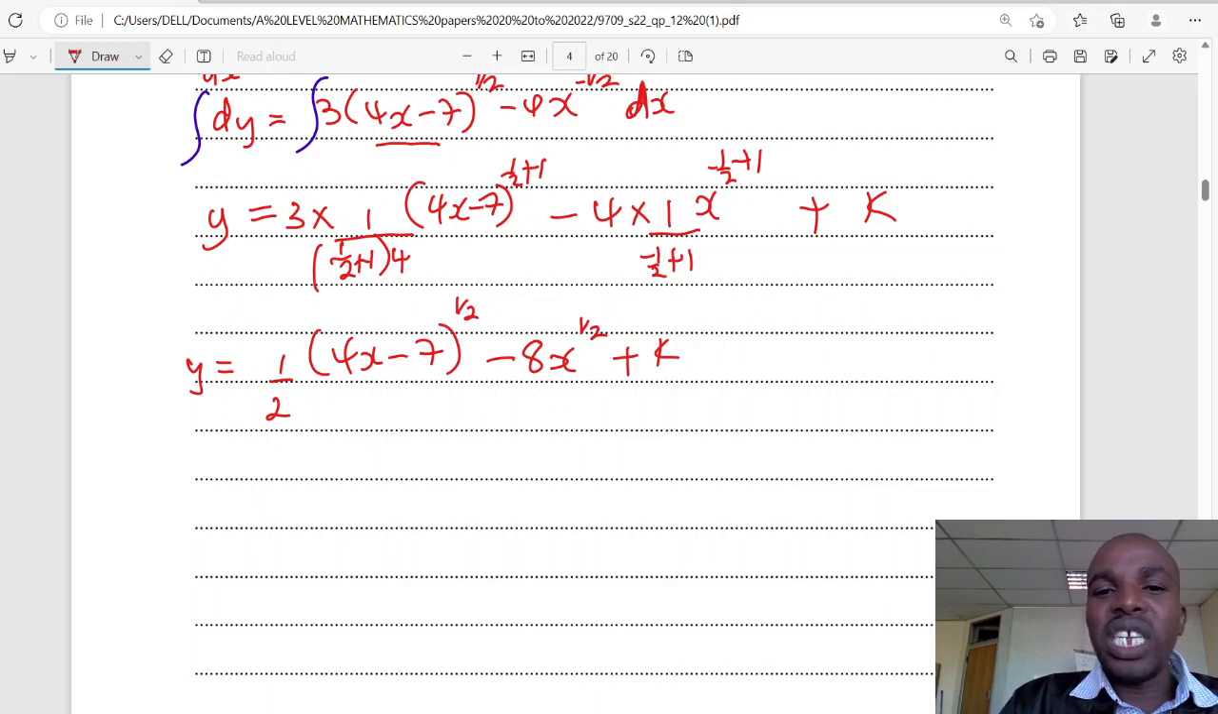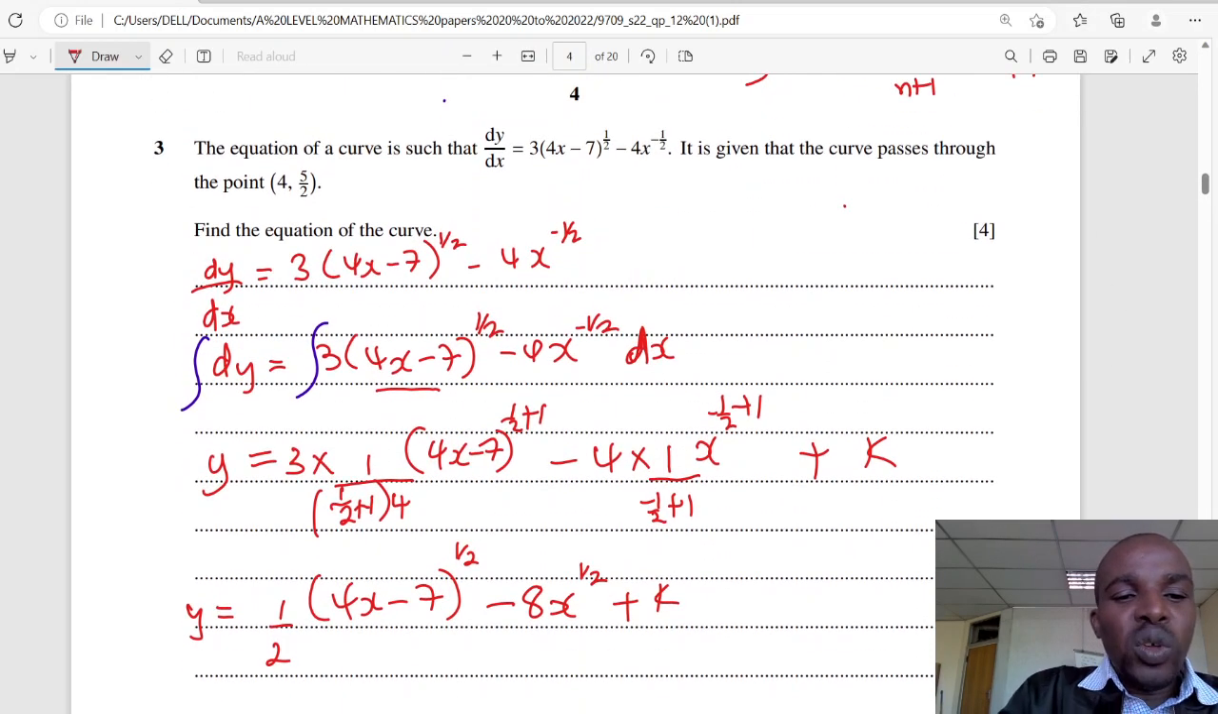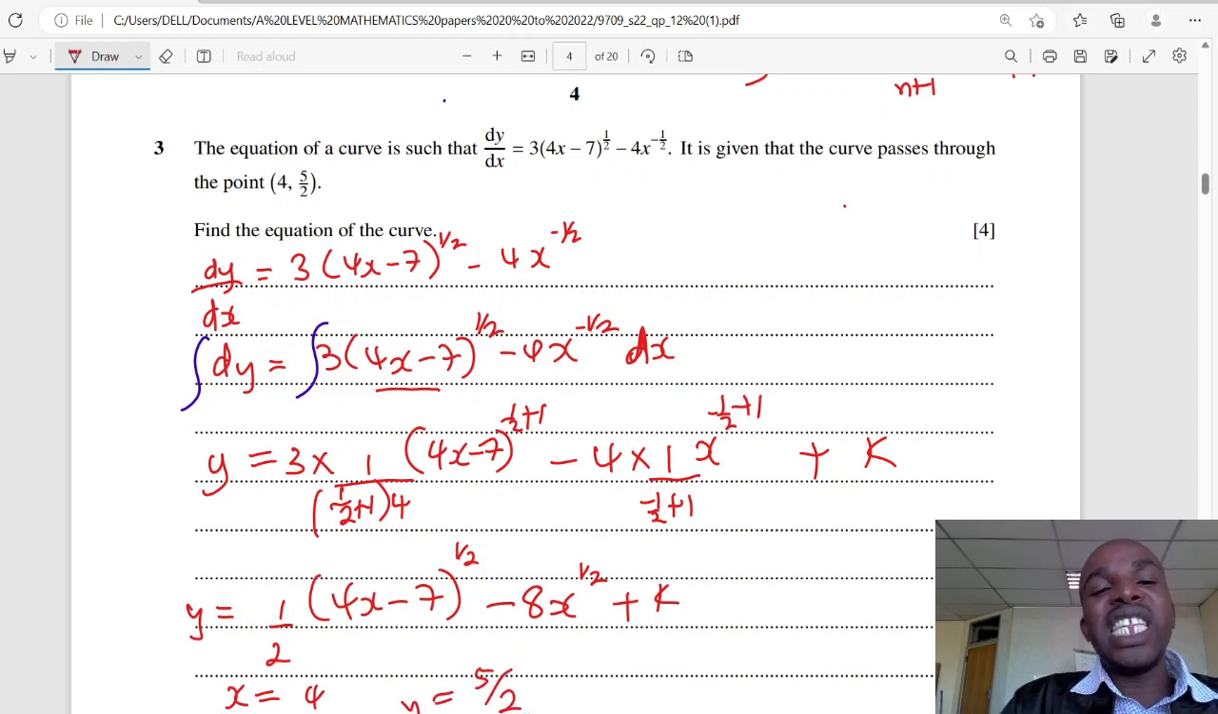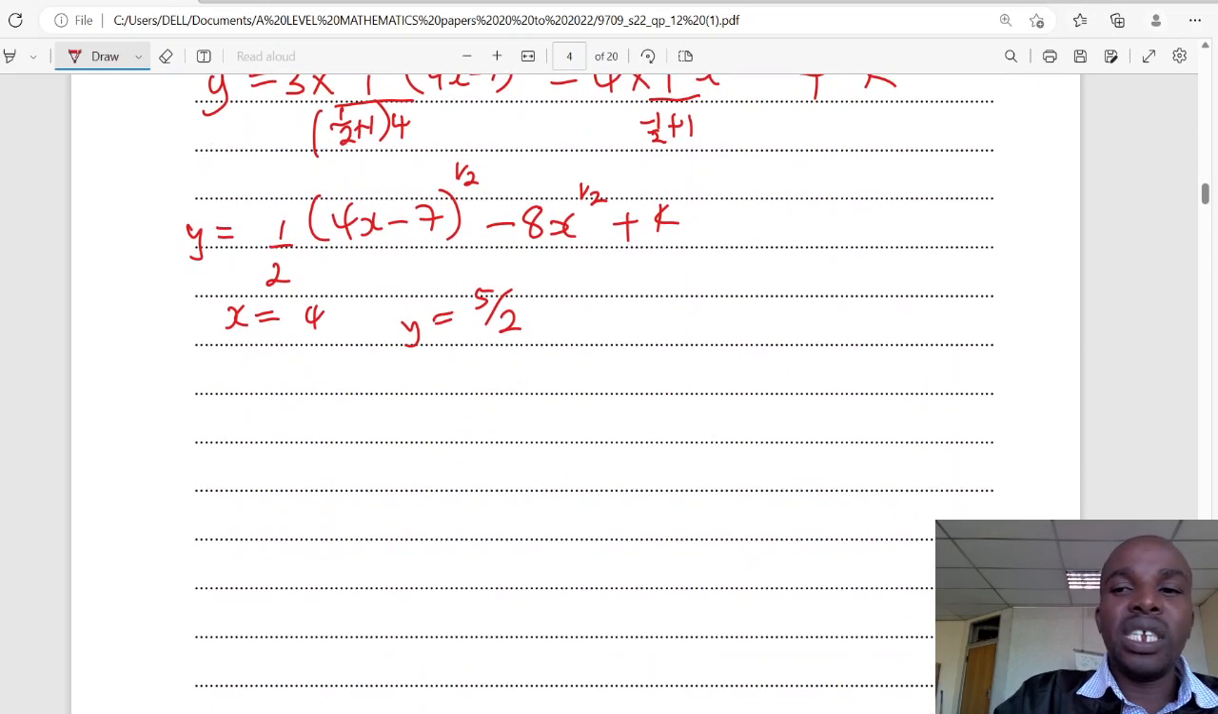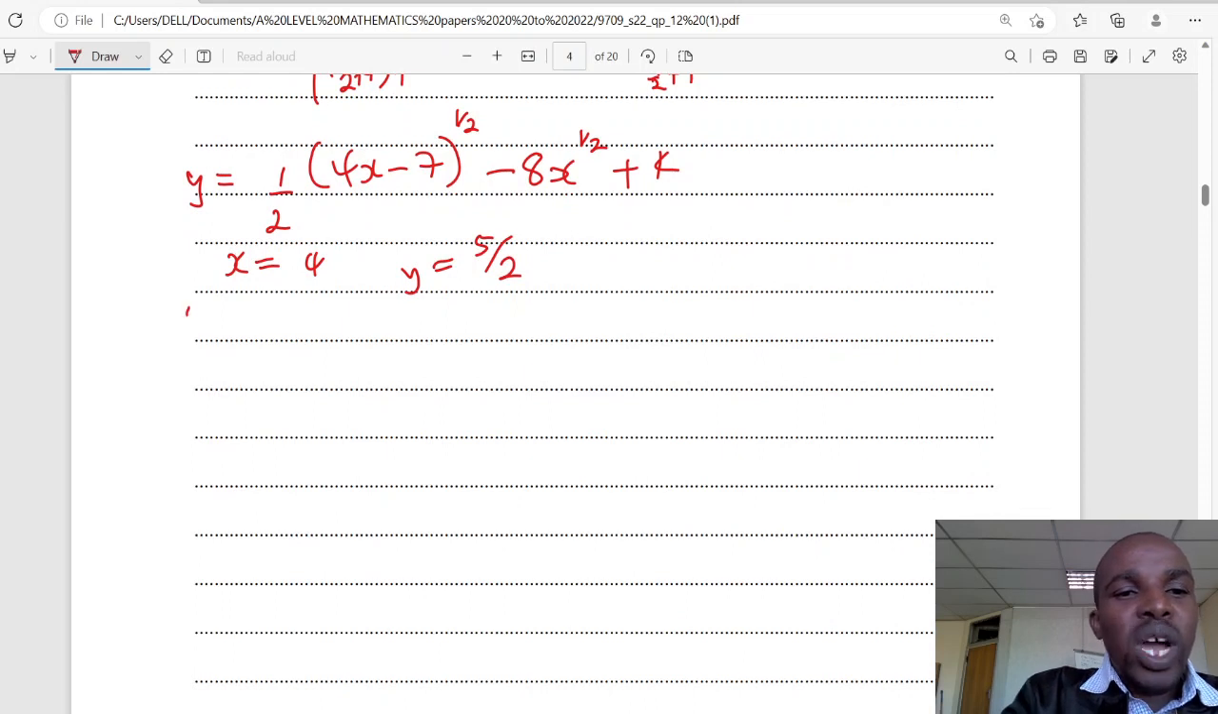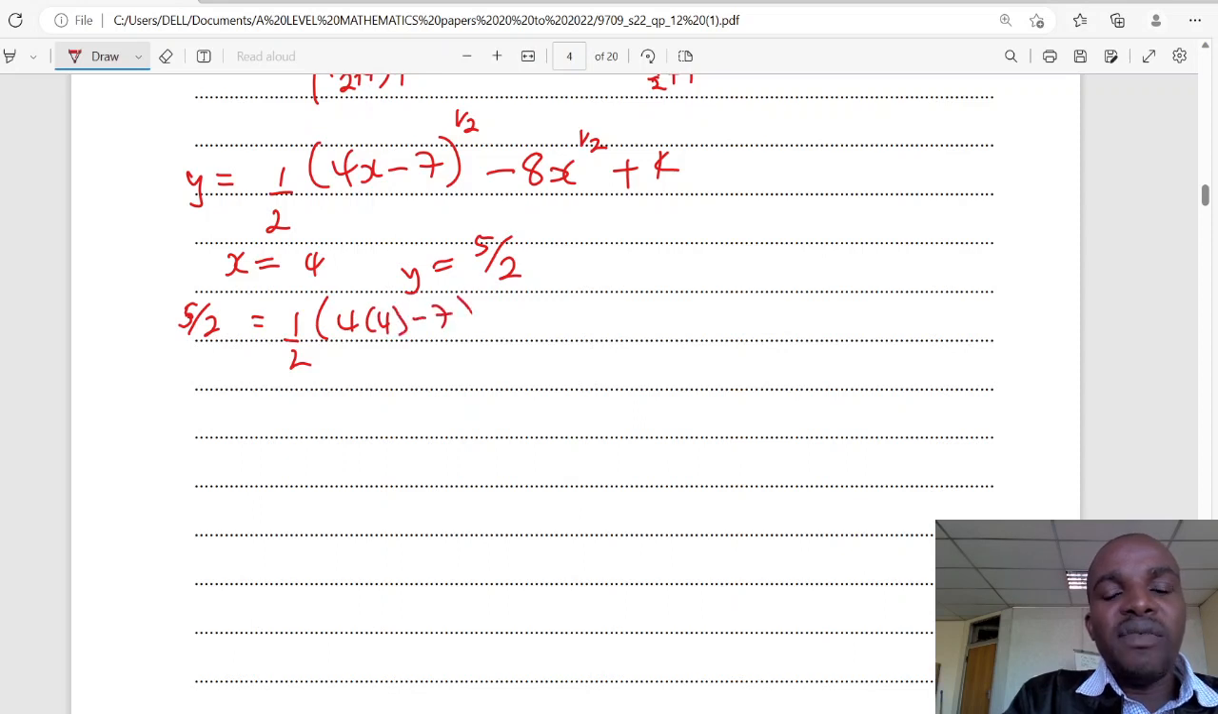Now we're given the point which satisfies this equation. We're given (4, 5/2). So it means x is equal to 4 and y is equal to 5/2. These are the values that will help you to find the value of the constant. So let's substitute these values in our equation. Where there's y, you put 5/2. Where there's x, you put 4: 4 times 4 minus 7 to the power half, then minus 8. Where there's x, you put 4 to the power half. Then plus a constant. Right, simplify this side.